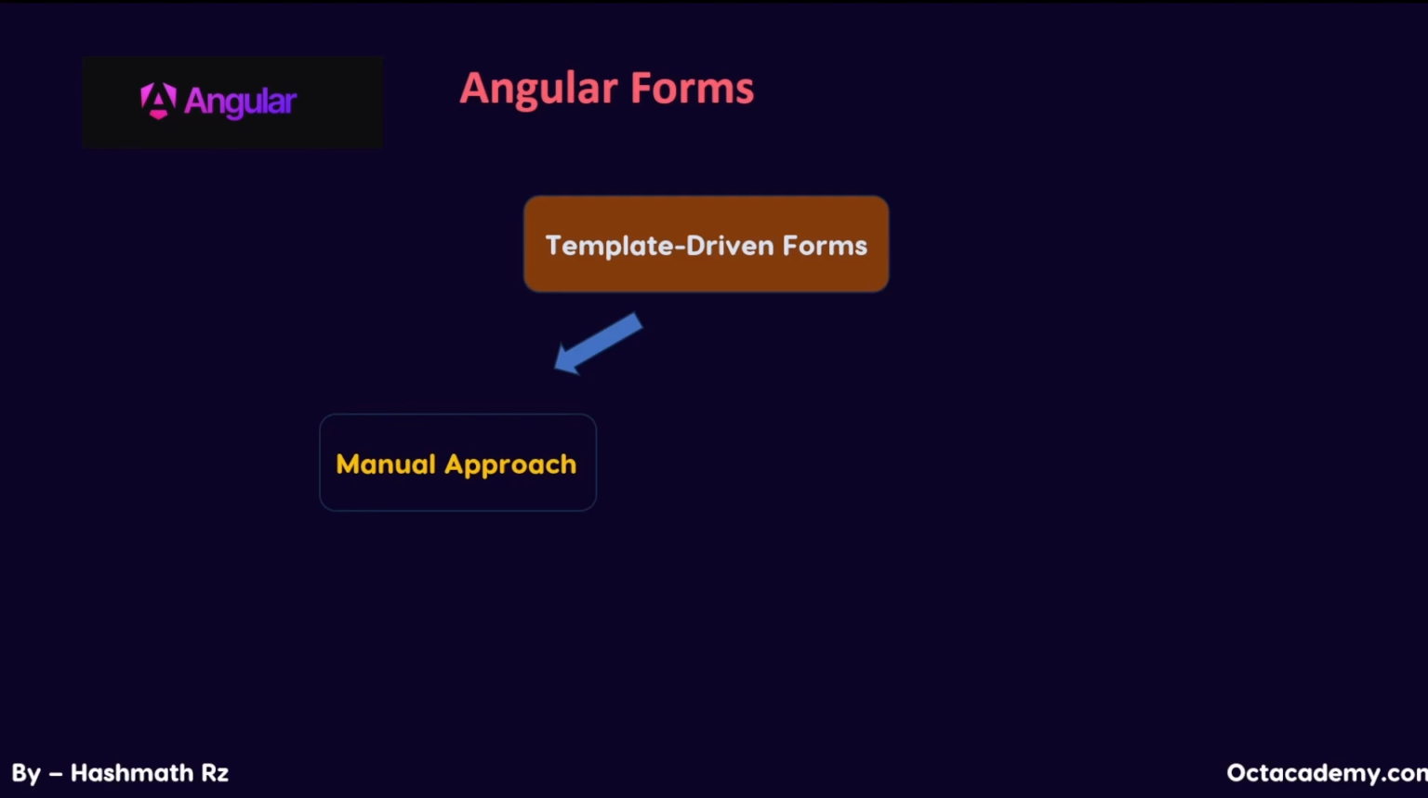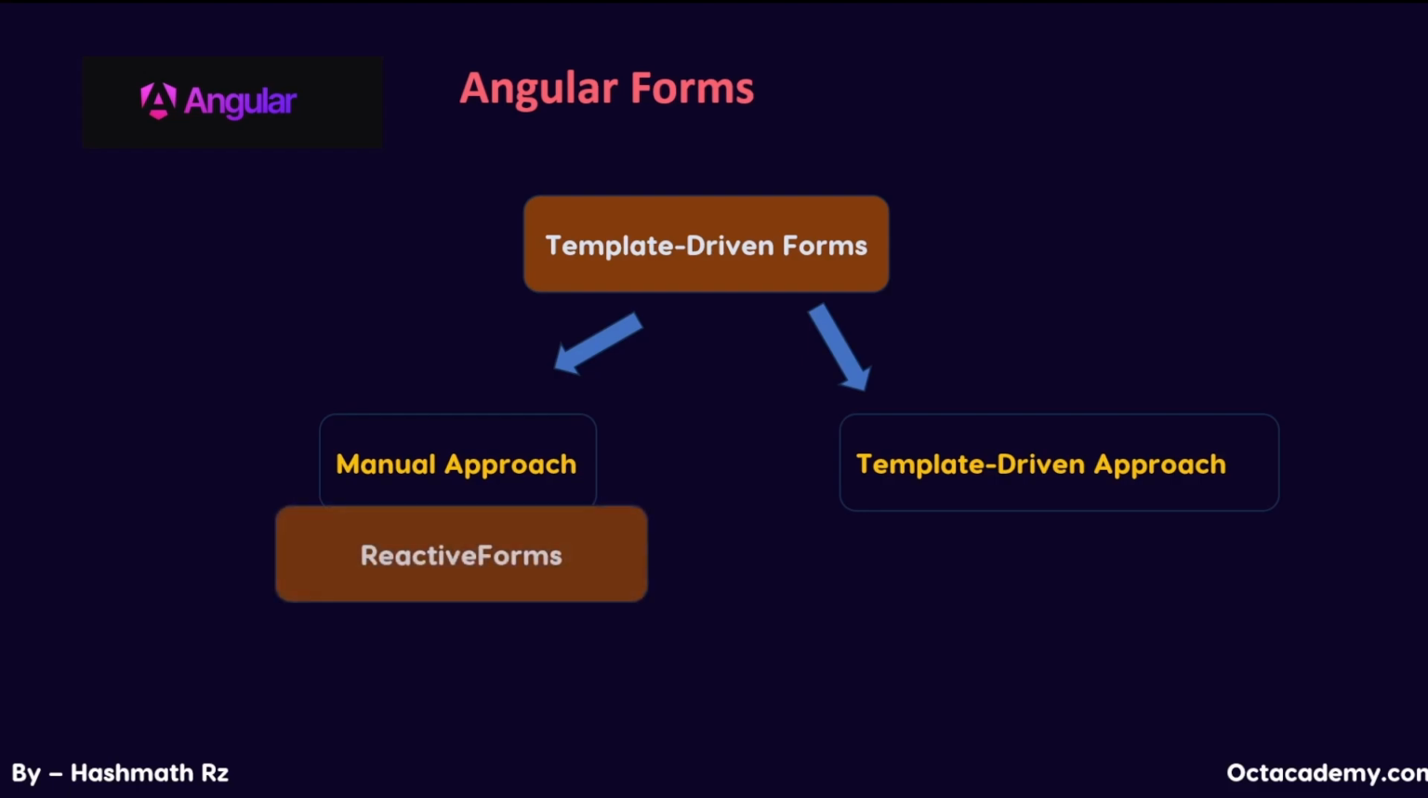So we can manually create an instance of the form group by writing the relevant code. The second approach is the template driven approach. So we can simply use an Angular directive within the template to automatically create the form group instance, right? Remember when I mentioned earlier that Angular has two types of forms, reactive forms and the template driven forms. So these two approaches align with those form types.